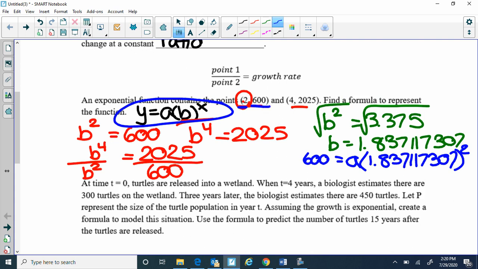You could use your other point. You could plug in 2025 for your y value and 4 for your x value. I'm just choosing this point. So now if I do 600 divided by 1.837117307 squared, I will find my a value.